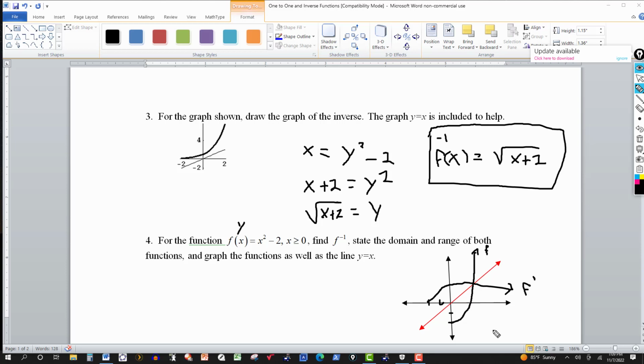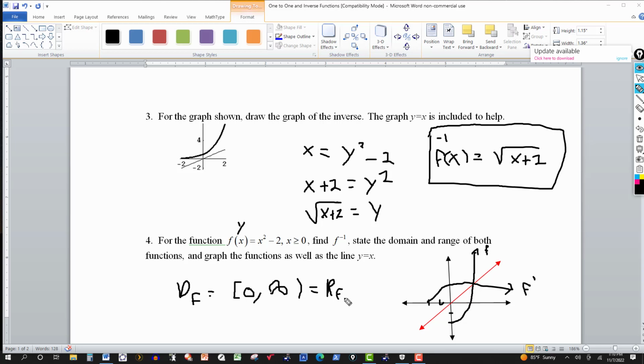And then what's the domain of these? The domain of the function is given, but you can see from the graph here that the function stays to the right of the y-axis, so x has to be greater than or equal to 0. So the domain of f goes from 0 to infinity. And again, just remember that the domain of the function is the same as the range of the inverse.